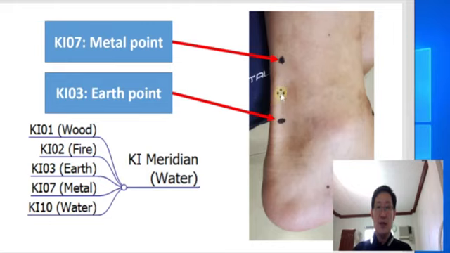And going up this one, after two thumbs, around two thumbs, there's a little bit more shallow point. The Achilles tendon looks like it starts here, going up. This point is KI07, which is the metal point.